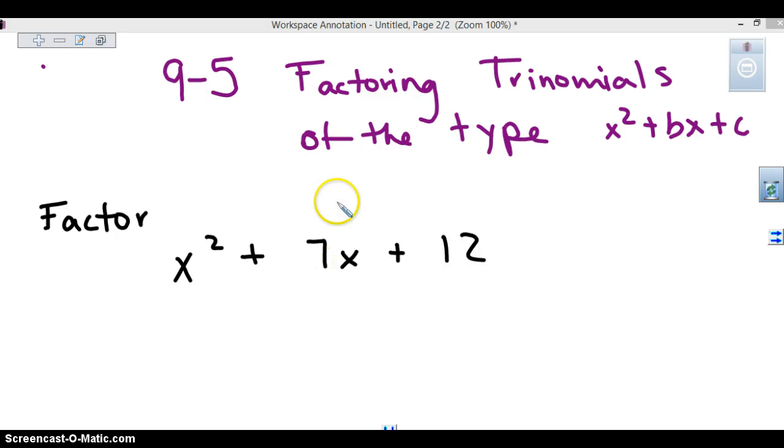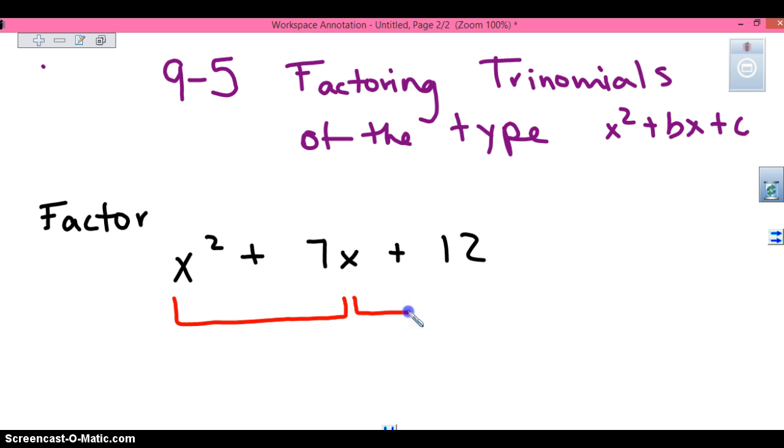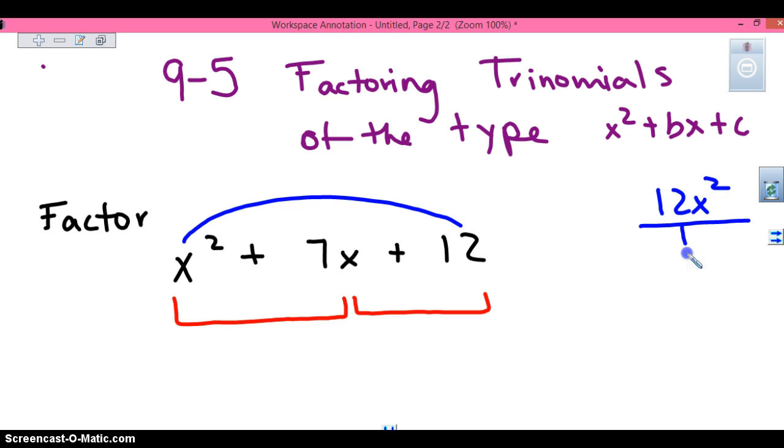Today we're factoring trinomials of the type x squared plus bx plus c. But to factor trinomials, we're going to group up two groups out of the three terms. And we want to multiply our first term times our last term. That means 12x squared. And we're going to factor 12x squared. We're going to choose the factors of 12x squared that equal 7x.